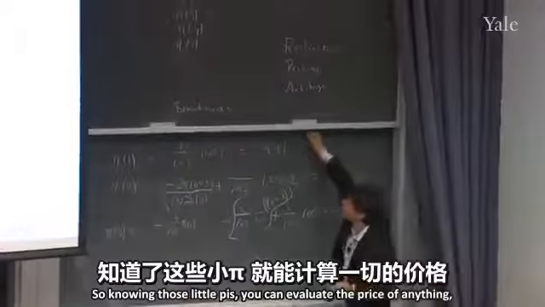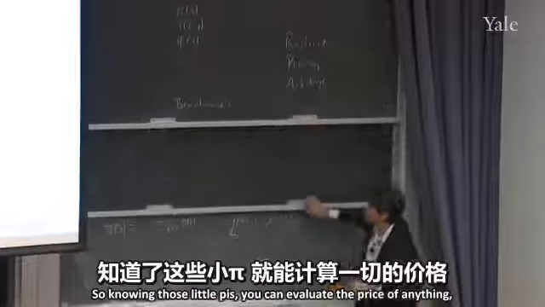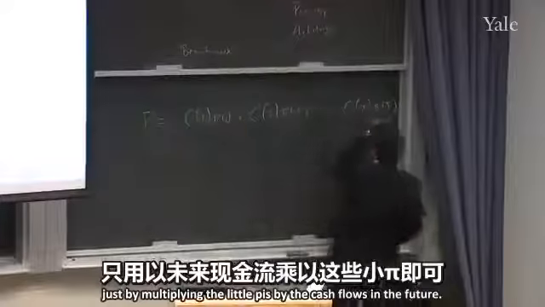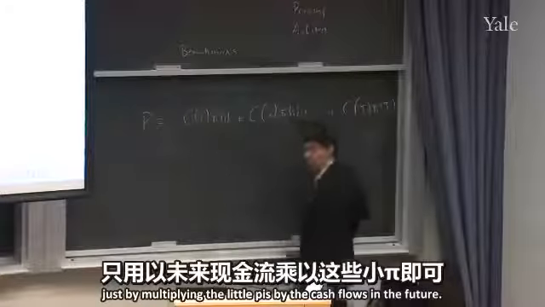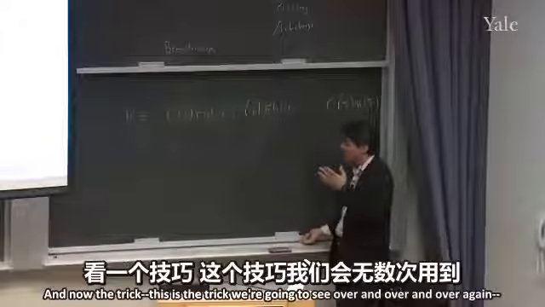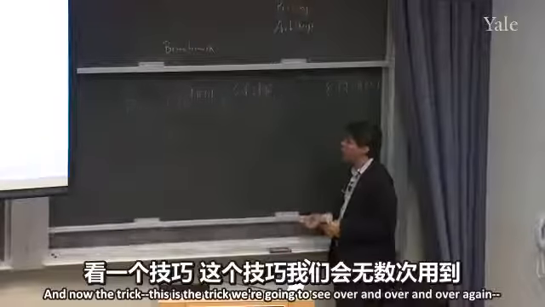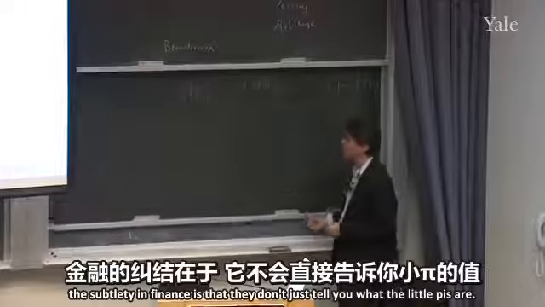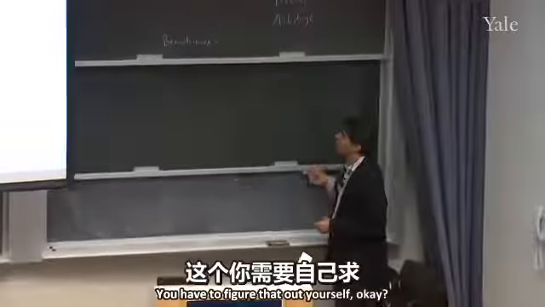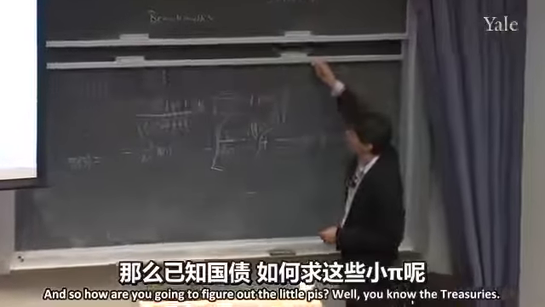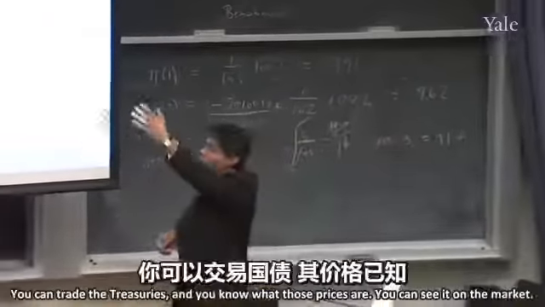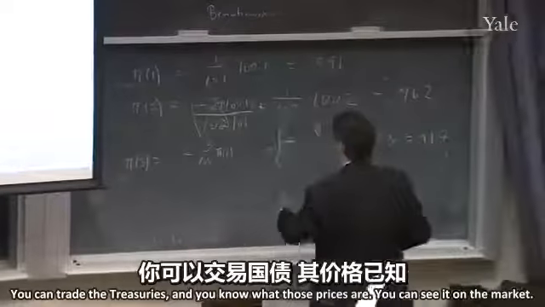Okay, so knowing those little pi's, you can evaluate the price of anything just by multiplying the little pi's by the cash flows in the future. And now the trick, this is a trick we're going to see over and over again, the subtlety in finance is that they don't just tell you what the little pi's are, you have to figure that out yourself. Okay, and so how are you going to figure out the little pi's? Well, you know the treasuries. You can trade the treasuries, and you know what those prices are. You can see it on the market.